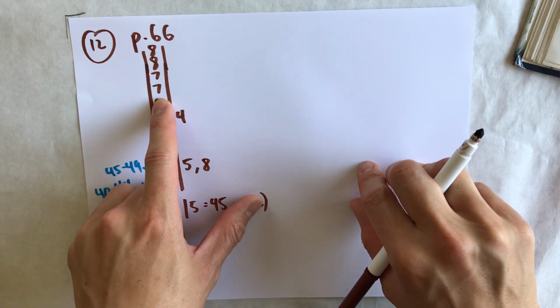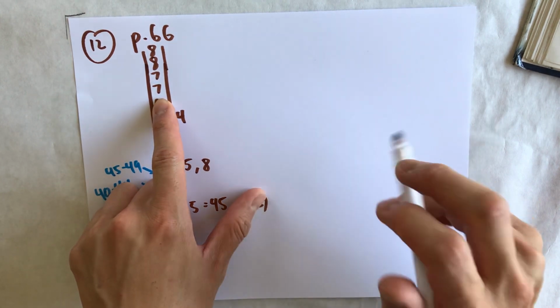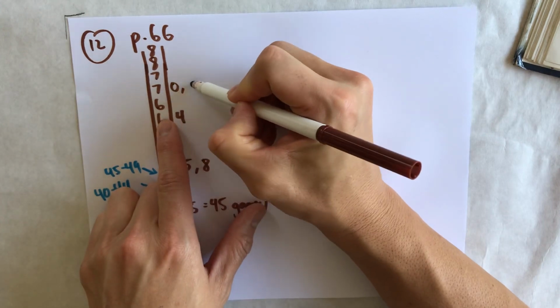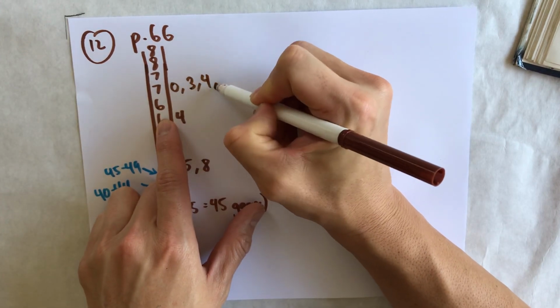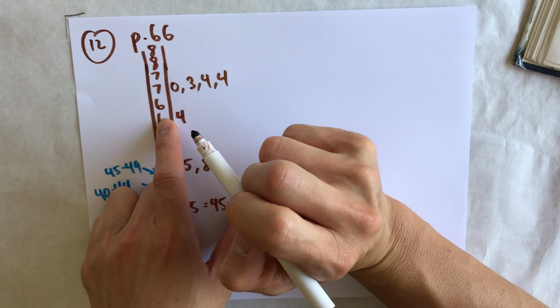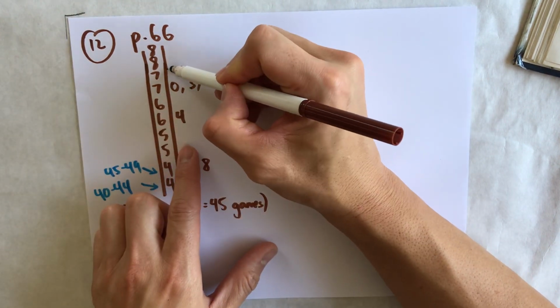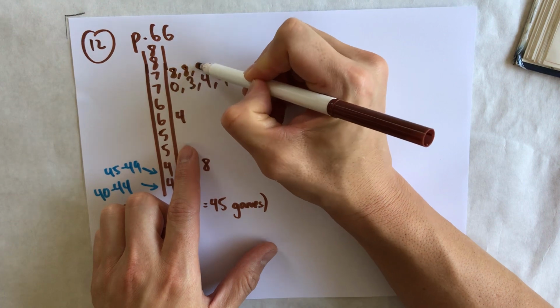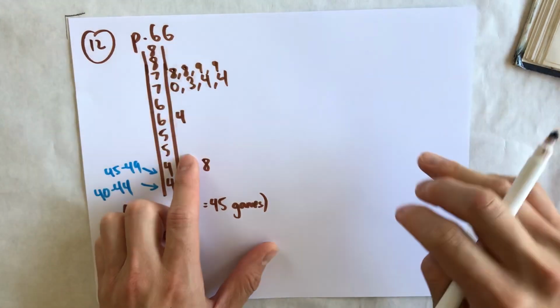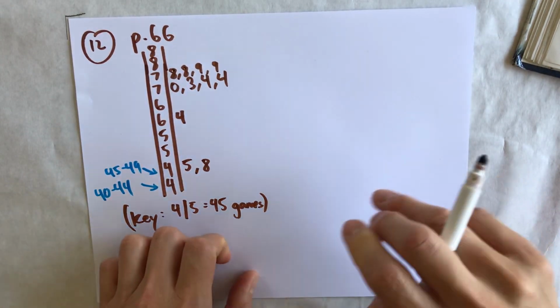There's a lot in the 70s. In the 70s, it looks like there's a 70, there's a 73, a 74, and a 74. I'm sorry if I'm doing this incorrectly, please post it in the comments below. I always wanted to say that.